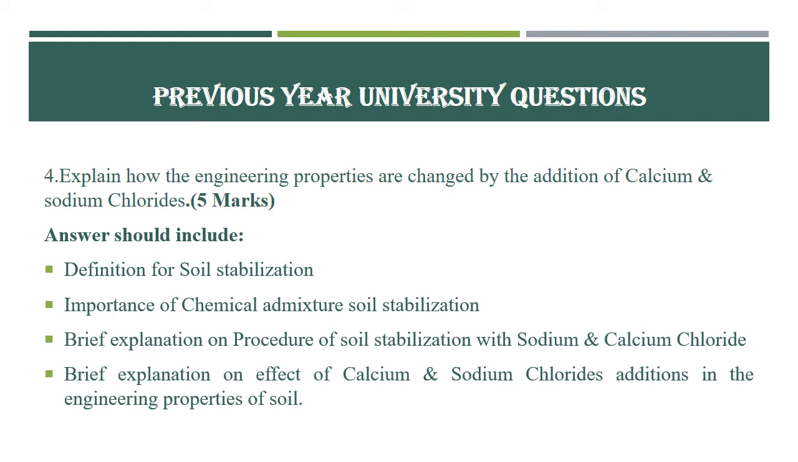So first of all you have to define what is soil stabilization and state the importance of chemical admixture soil stabilization in 2 or 3 sentences, and then give a brief explanation on the procedure of soil stabilization with sodium and calcium chloride. After that you have to clearly explain the effect of calcium as well as sodium chloride admixtures on the engineering properties of soils, that is, how it affects the engineering properties of the soil.